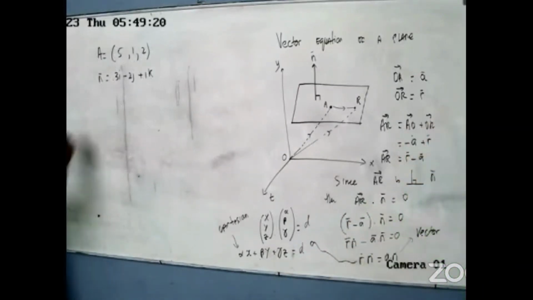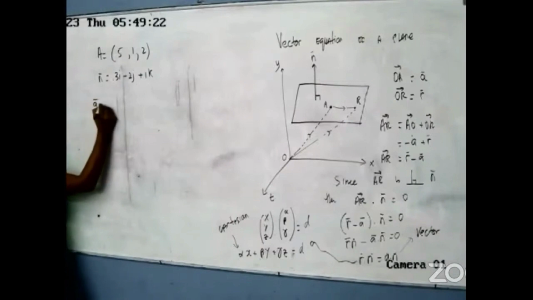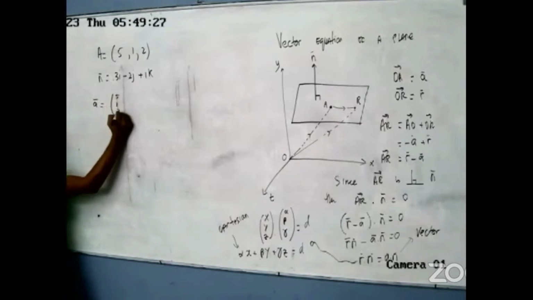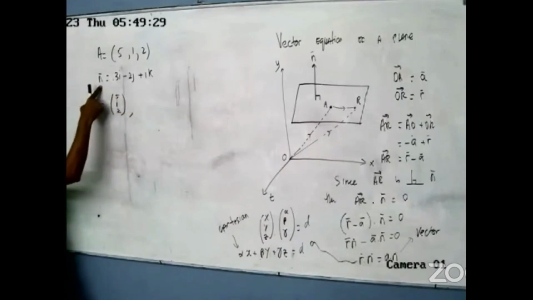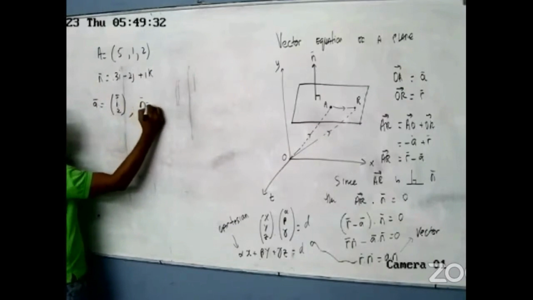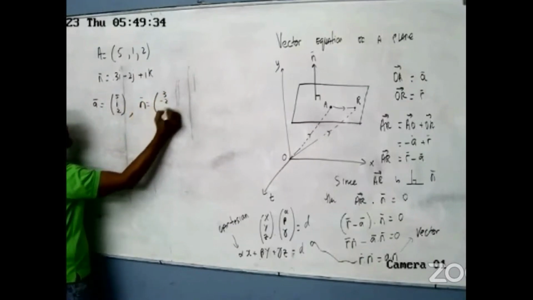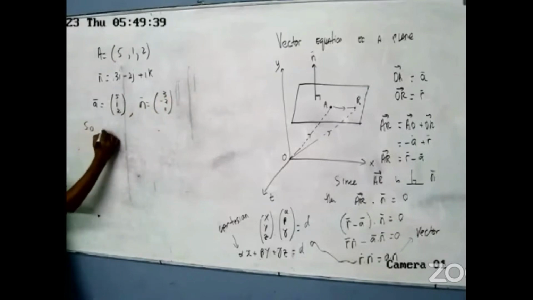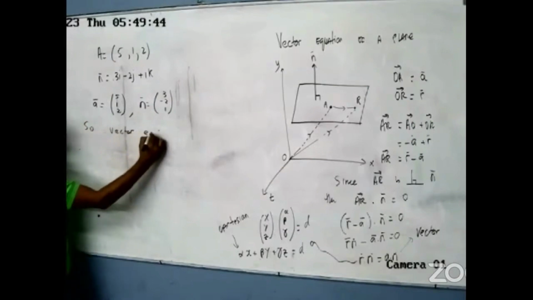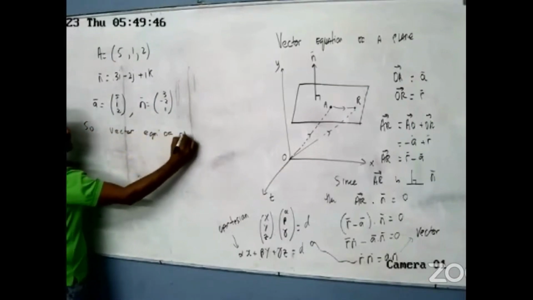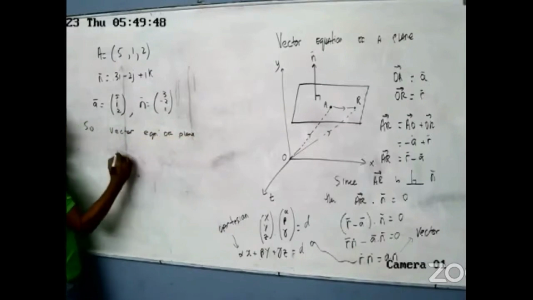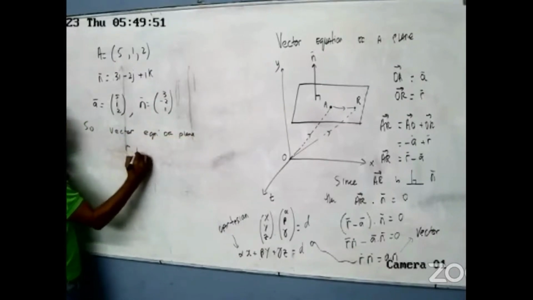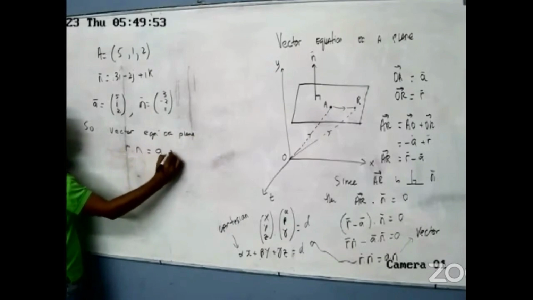If A is the point on the plane, you can write it like this: 5, 1, 2. And they give you the perpendicular vector, so you know what n is. N is 3, minus 2, 1. So to get the vector equation of the plane, let's start with the vector. All we have to do is use a little formula there, r dot n is equal to a dot n.